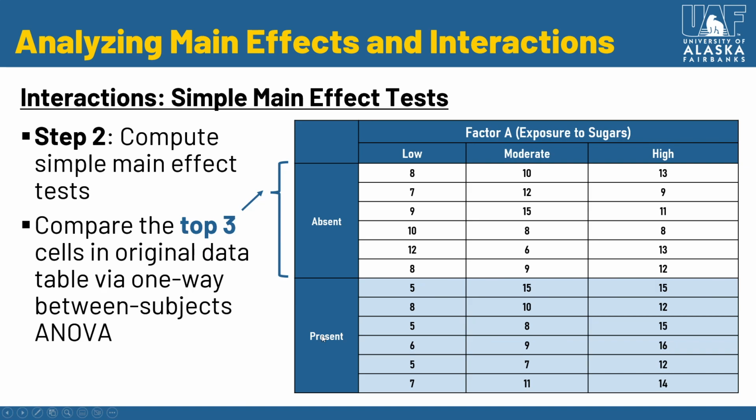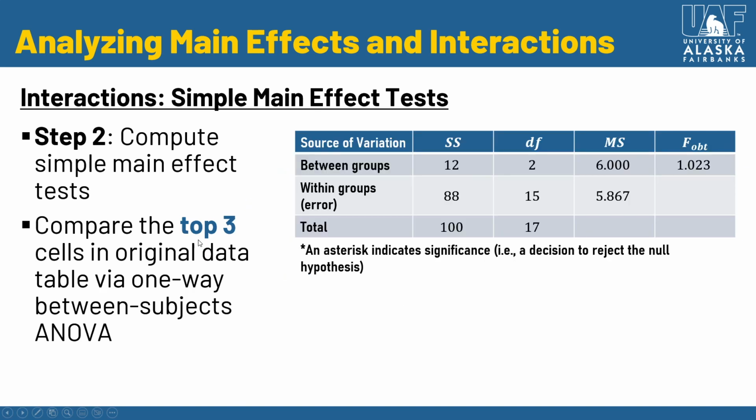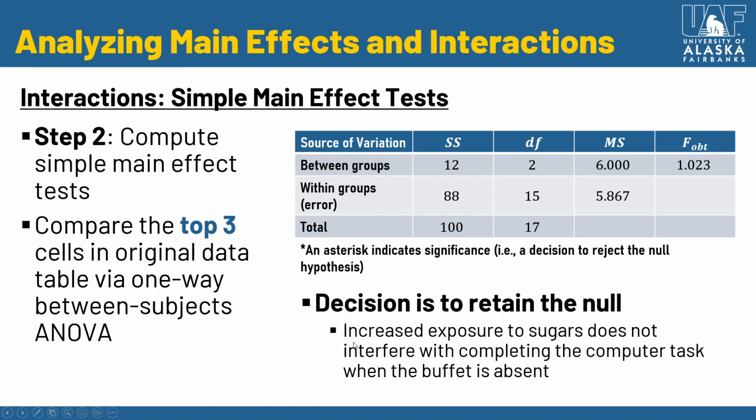When I say ANOVA of ANOVAs, what I mean is that we're taking a specific piece of the ANOVA and diving in more depth into one of the levels of one of the factors. And for the other factor, we're still looking across groups. So if we did this top ANOVA here, this is what we would see. We don't have a significant F statistic, so we decided to retain the null. In other words, increased exposure to sugars does not interfere with completing the computer task when the buffet is present. I'm sorry, when the buffet is absent.